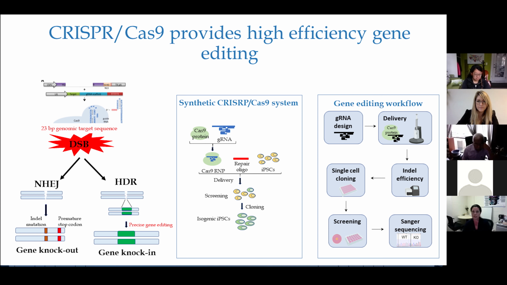And to the right side, we have the workflow of the gene editing. We design first the guide RNA tools, then we deliver into the cells. We do a test with a pool of electroporated cells to assess efficiency, whether we have in that pool cells that are corrected. And if that's the case, then we move to do single cell cloning, screening, and then we confirm corrected clones by Sanger sequencing.